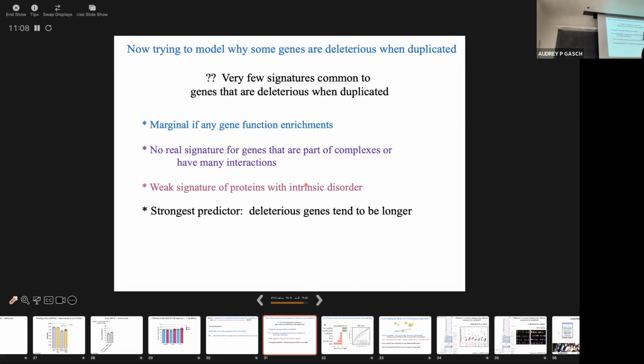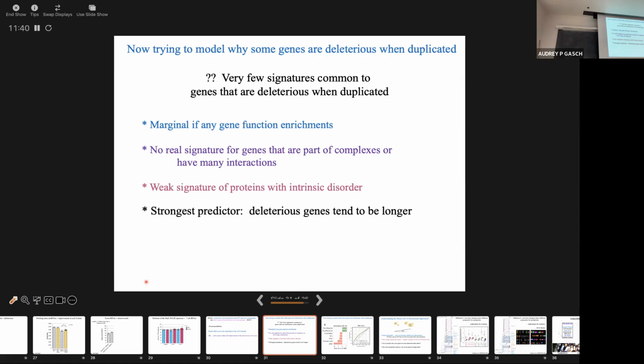The punchline is that there isn't a strong signal. For those of you who are familiar with bioinformatics, what we can often do is say, well, we know that these genes are deleterious when duplicated because we've measured them. Now, can we use machine learning models to predict what are the features of those genes that distinguish them from the neutral genes? Does that make sense? So often we do things like gene ontology enrichment. Has anybody heard of GO enrichment before? Maybe some people have not.